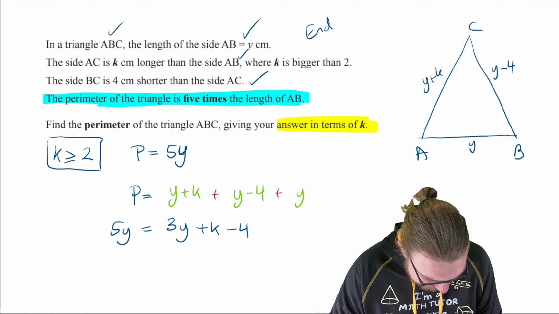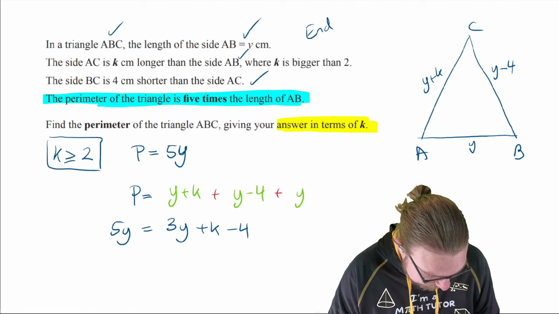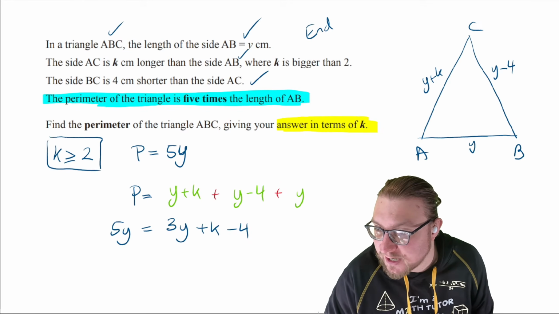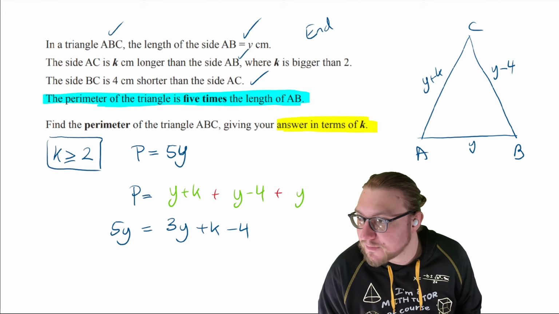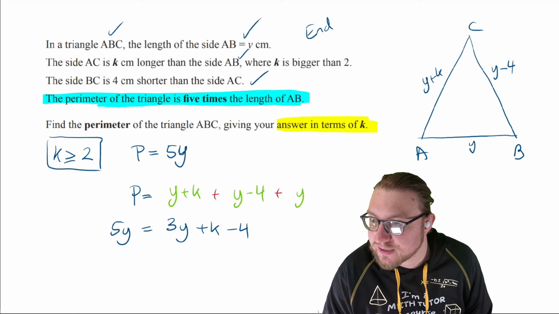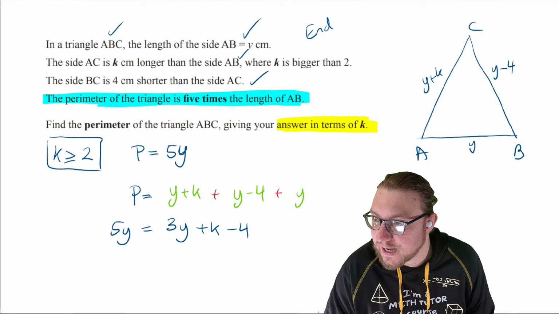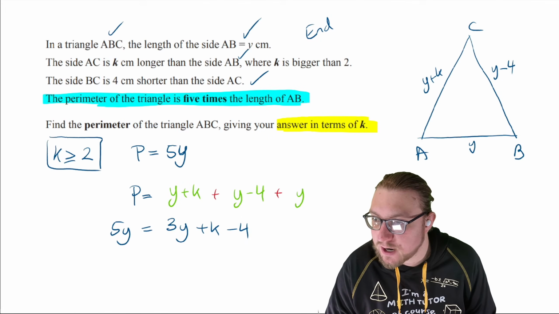So what do they even want? Do they want y in terms of k? Is that what the question wants? I'll have to double check if this is a typo. This is telling us to find the perimeter, but the perimeter is already given just in a formula of y and k. There's no way for us to remove the y's.